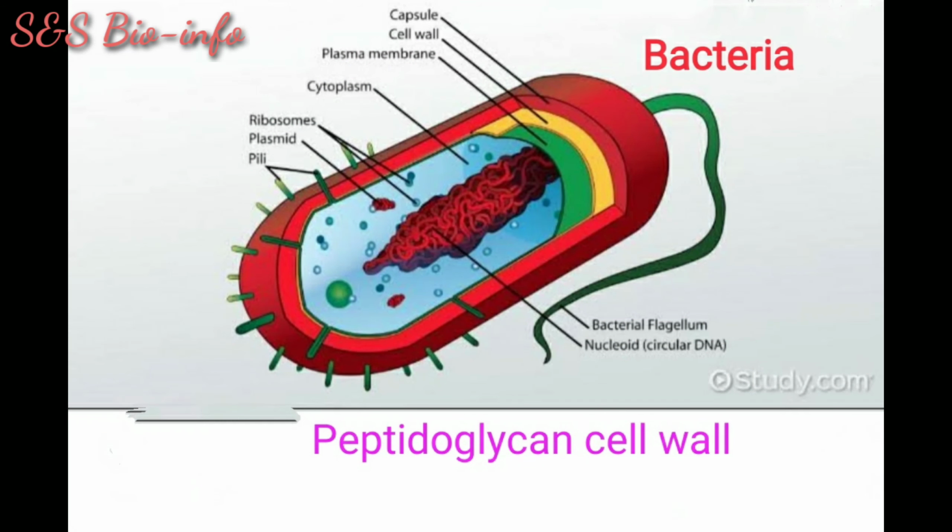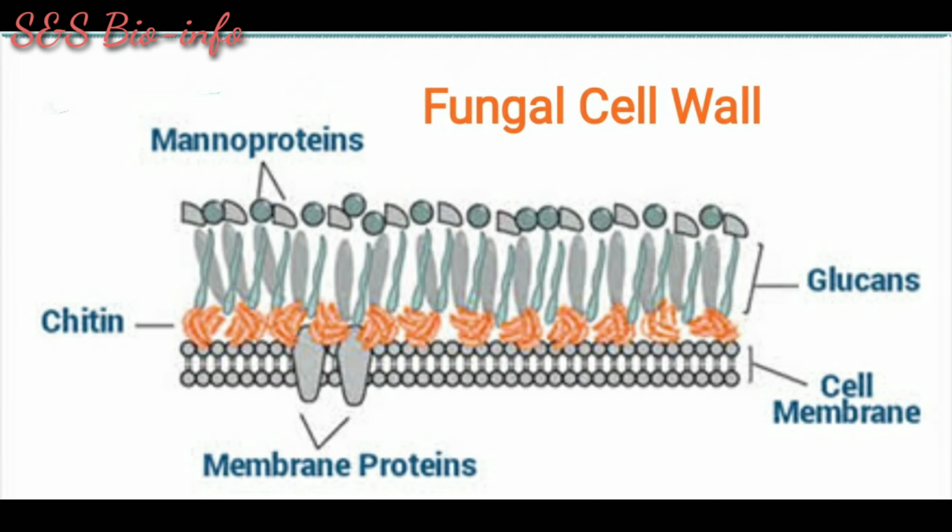Microorganisms like bacteria and fungi also have a cell wall. But the cell wall of bacteria is made up of a specific compound called peptidoglycan, while the cell wall of fungi is made up of chitin, a specific complex organic compound. These organisms can also survive in the hypotonic medium without bursting because of the presence of a specific cell wall in them.